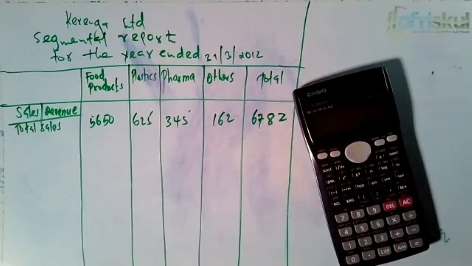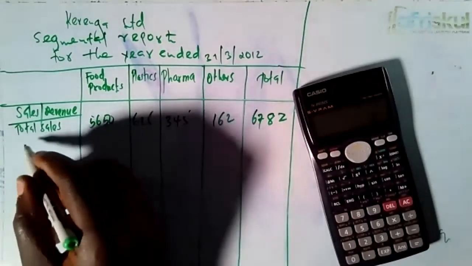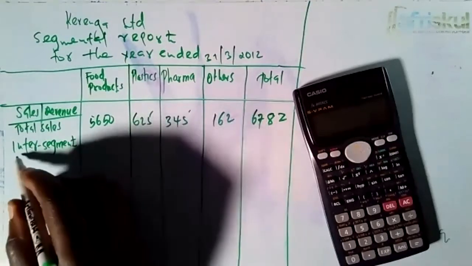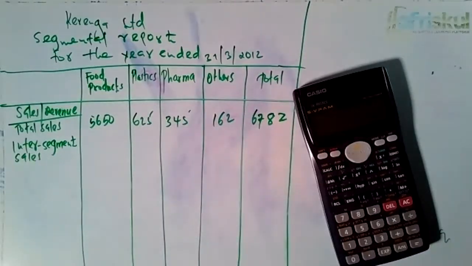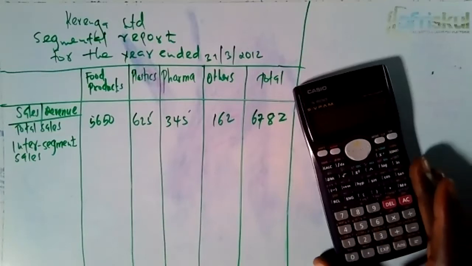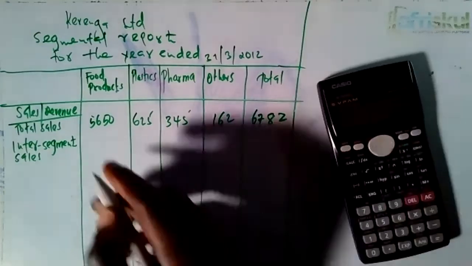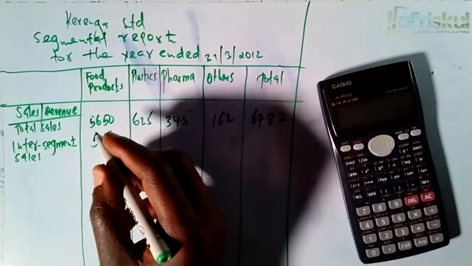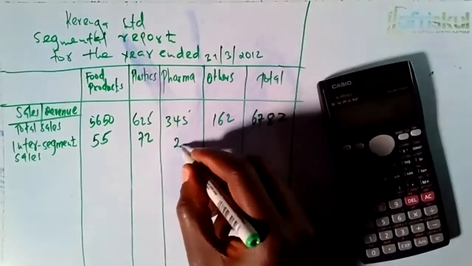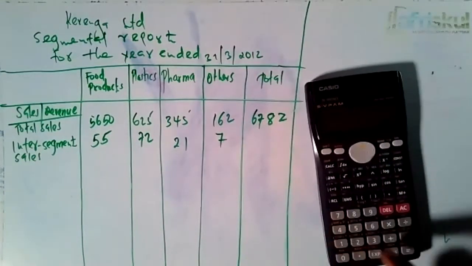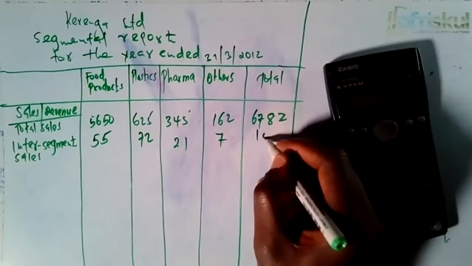Then, in order to get the sales to third parties, I will subtract intersegment sales. Intersegment sales in this scenario are in additional information number 1: intersegment sales for the year ended 31st March 2012 were as follows. You are given 55, 72, 21, and 7. So 55 plus 72 plus 21 plus 7 is 155.